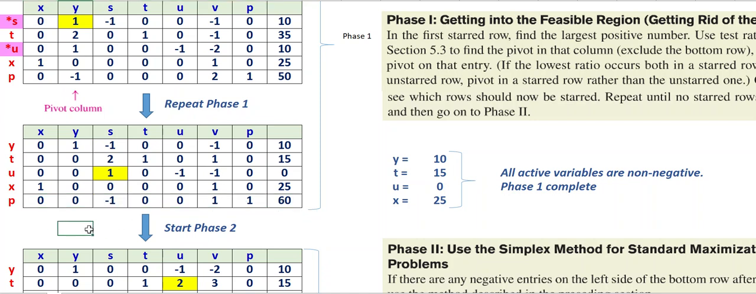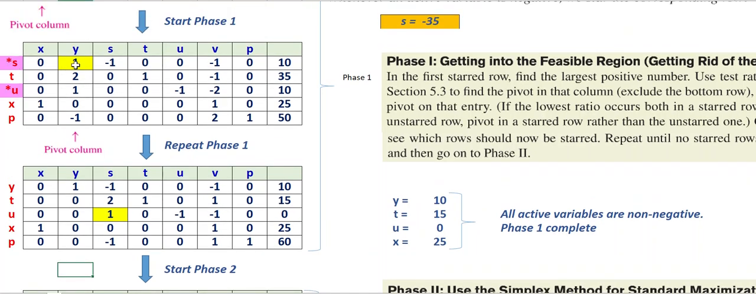And so to determine that, we look to see if we have any negative active variables. And it just turns out now that all my active variables are now positive. So we replaced the S with Y. So Y is 10 divided by positive 1 is positive. T is 15 divided by 1 is positive. U is 0 divided by anything will be 0. X is 25 divided by 1 is positive. So all my active variables are positive, which means I now go to phase 2.